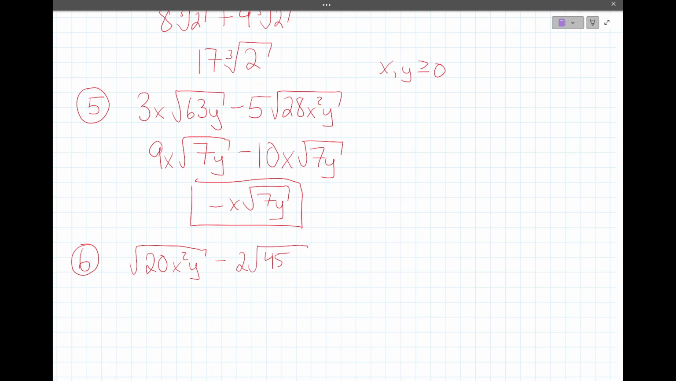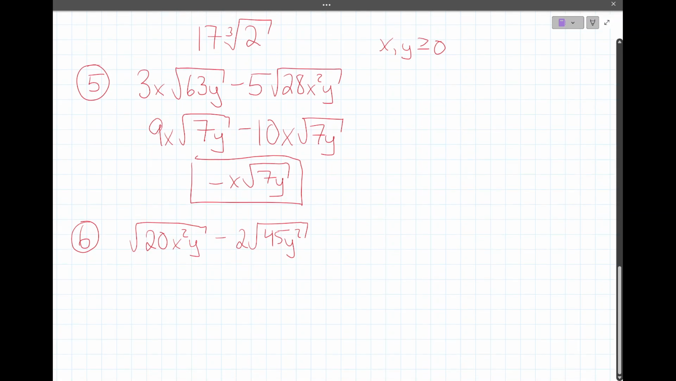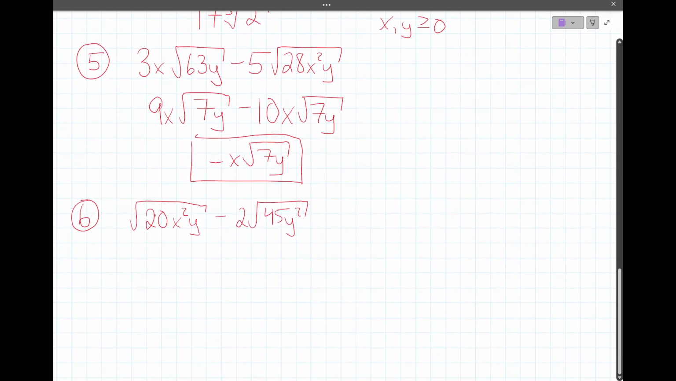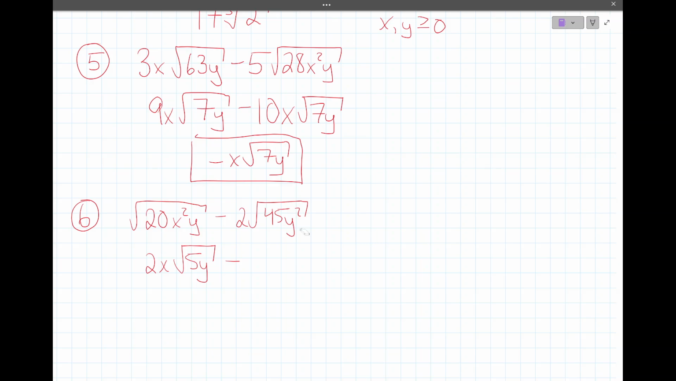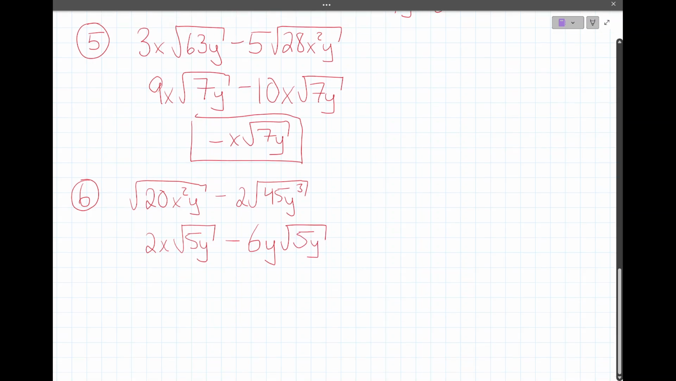45 y squared, and we'll get still more practice on that simplification as well. If we look at this, 20 is 4 and 5, so that'll be 2, a single x comes out, x squared comes out as x, so I'm going to get root 5y left over. All right, we're good. 45 is 3 squared and 5, so 3 comes out, so that's 6, and a y comes out. Since this is y squared, a y squared comes out as a y. So what I have left over is a y stays behind and a 5 stays behind.